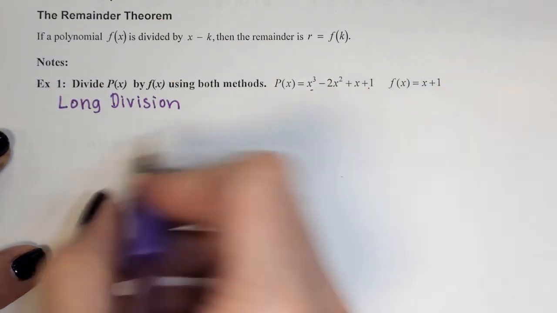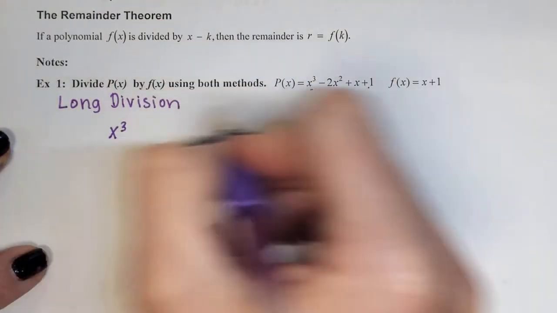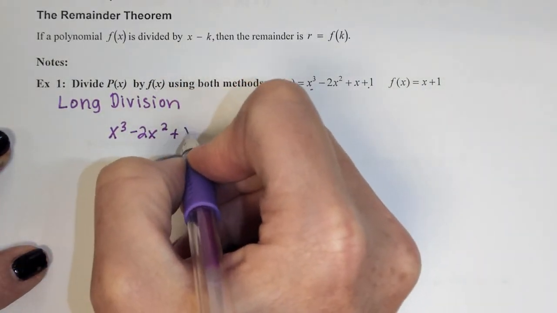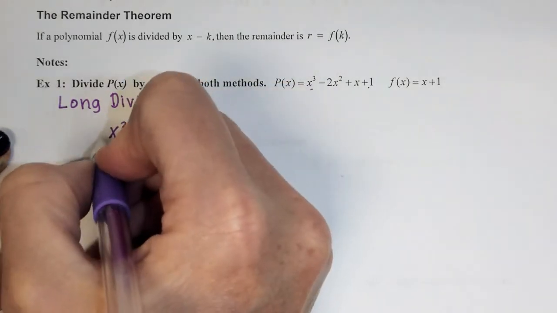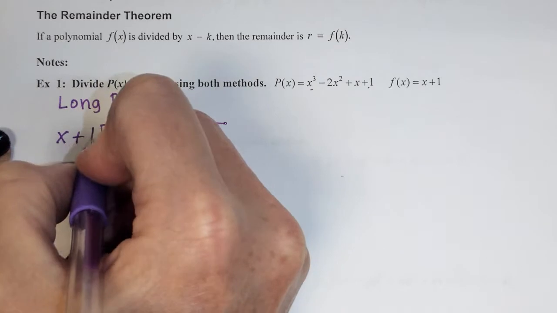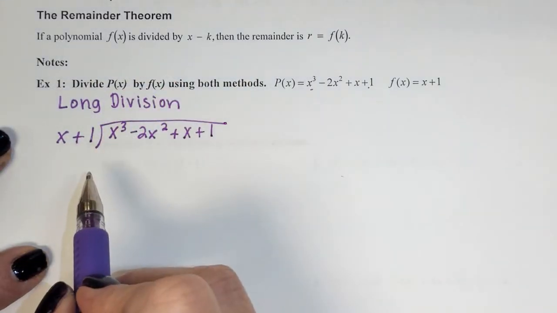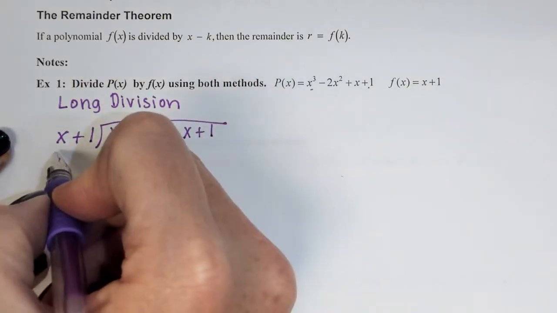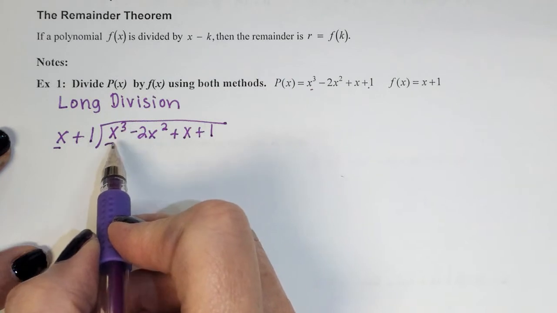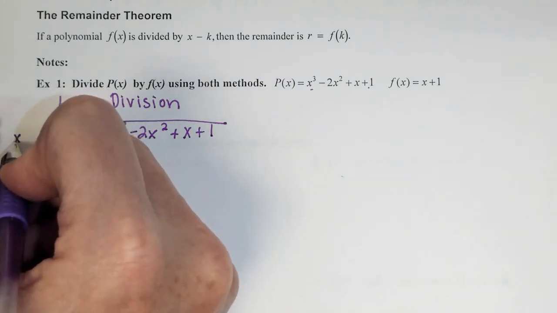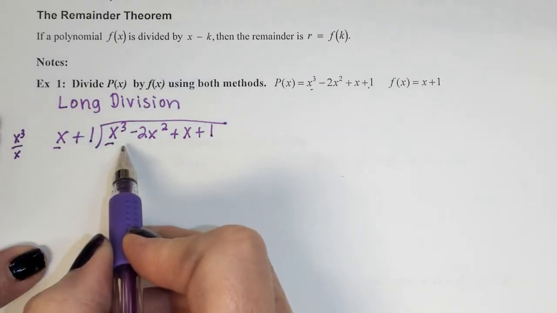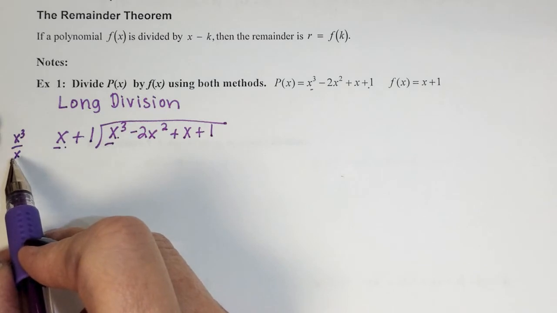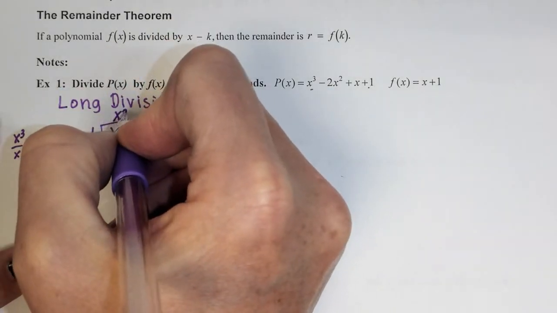So here's what my dividend is. And then here's my divisor. And I'm trying to figure out what the quotient is. So when I'm doing long division, I look here and I look here, and I have to divide those. So I've got to think, what is x cubed divided by x? I'm dividing this by this. So what is x cubed divided by x? X squared. So I put an x squared here.